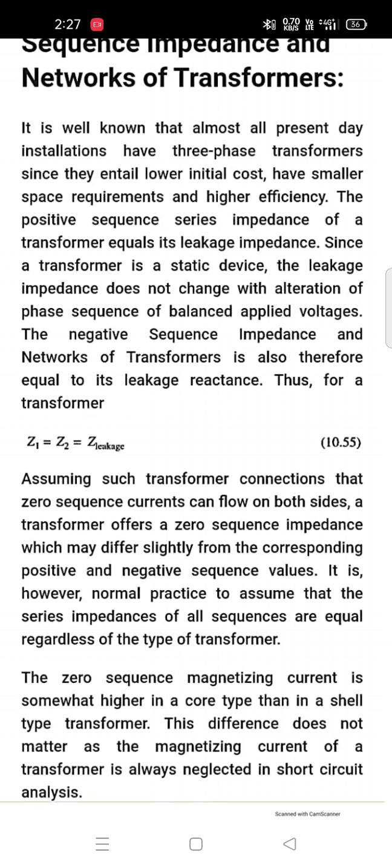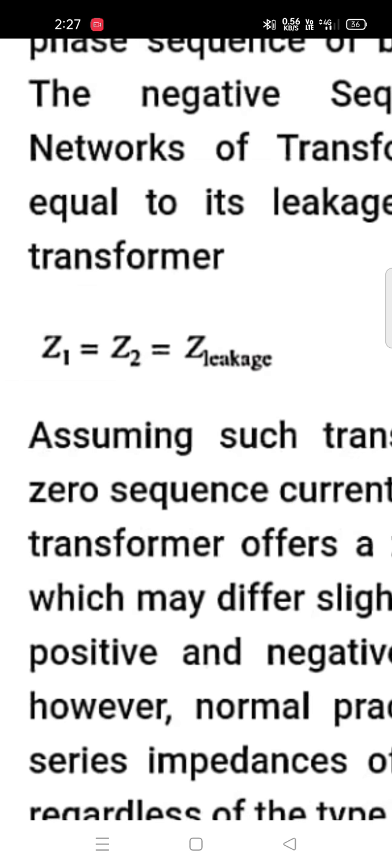The positive sequence series impedance of a transformer equals its leakage impedance, since a transformer is a static device. The leakage impedance does not change with alteration of phase sequence of balanced applied voltages. The negative sequence impedance of a transformer is also therefore equal to its leakage impedance. Thus, we can say for a transformer Z1 equals Z2 equals Z leakage.